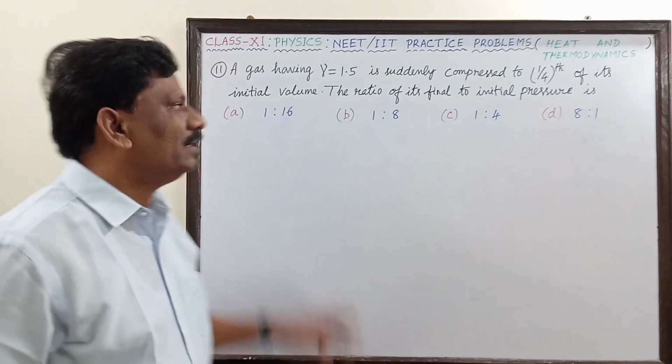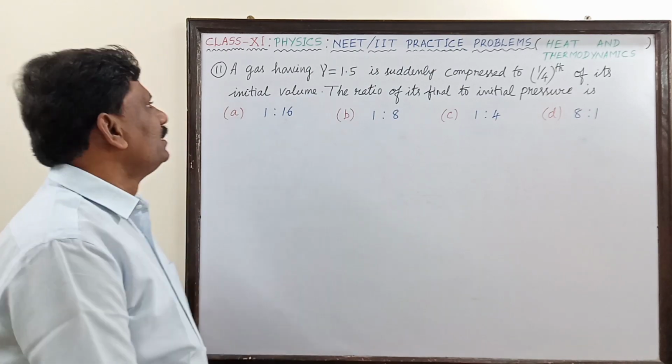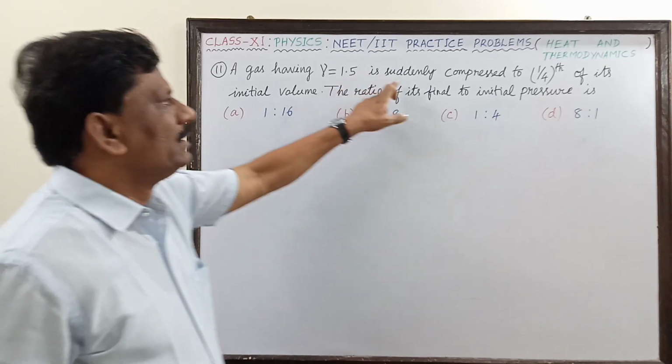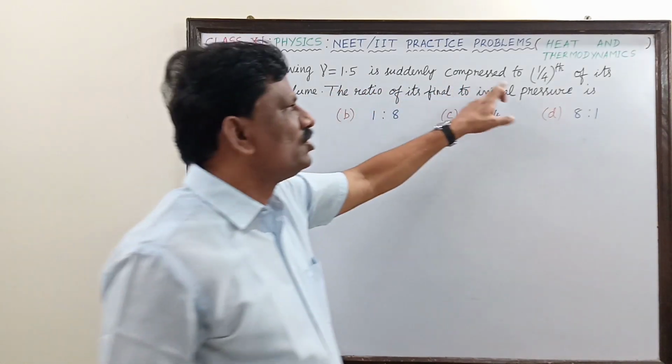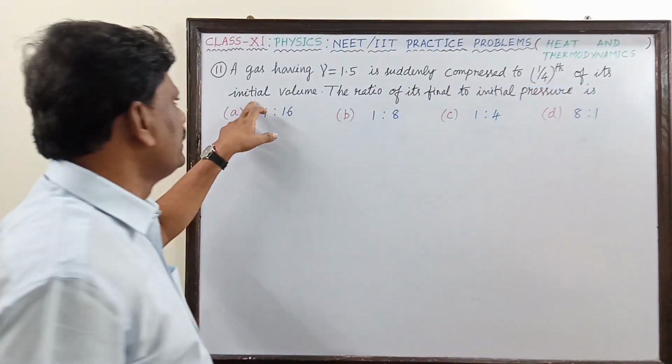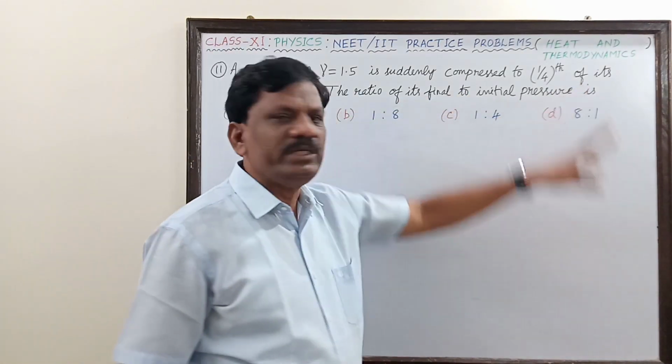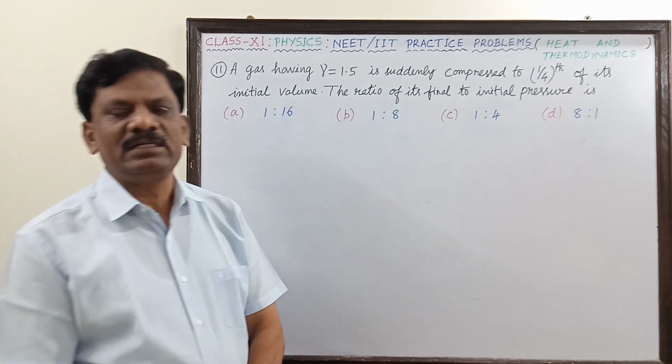Hi students, MCQ number 11. A gas having gamma equal to 1.5 is suddenly compressed to 1/4 of its initial volume. The ratio of its final to the initial pressure has to be determined.